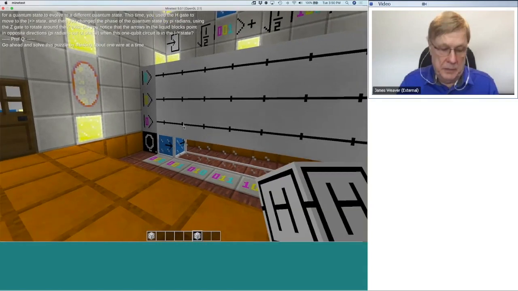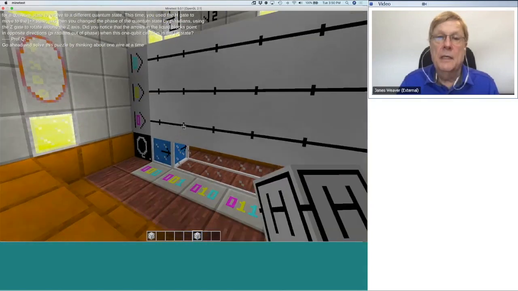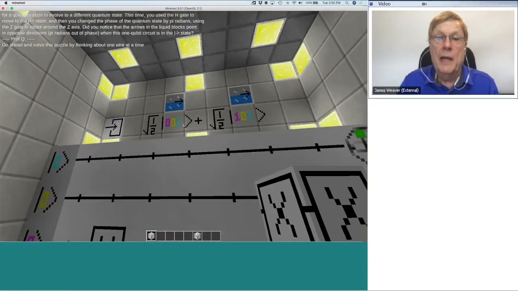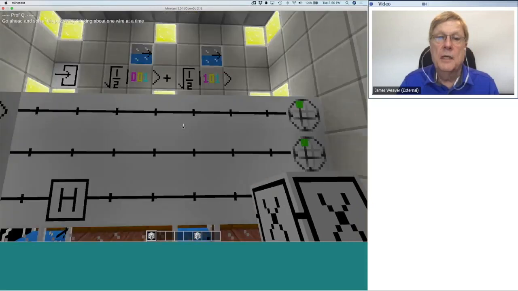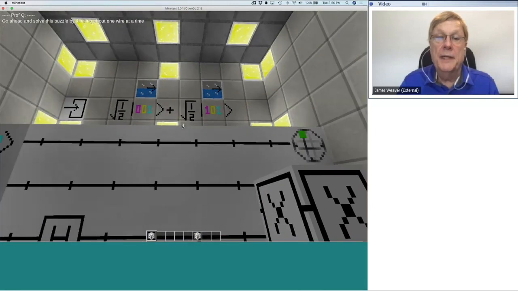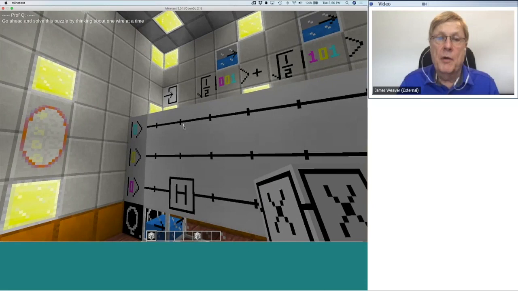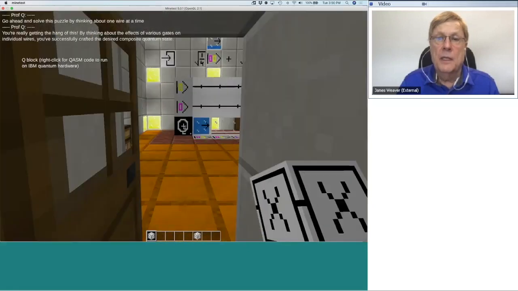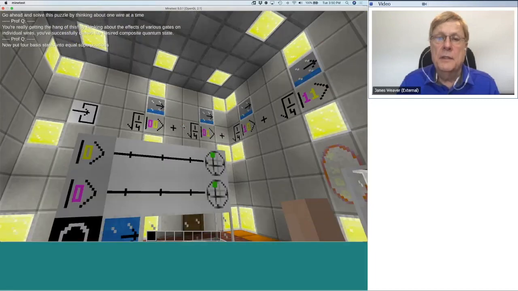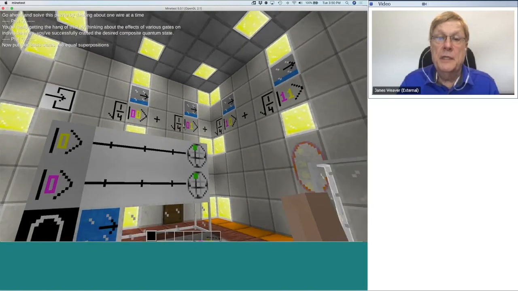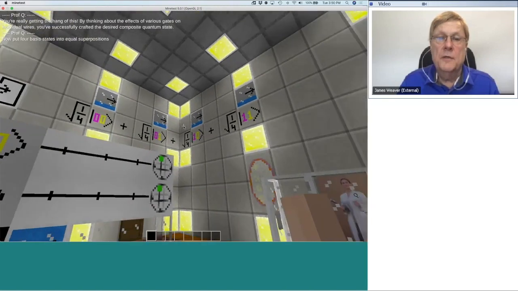Close enough here. And if we want, let's see, the second wire, the yellow wire, is always going to be 0. It's already 0, so we don't have to change it. The cyan wire, we want it to always be a 1, and so we're going to throw an X block at it. And so now we can get through here. And then here, we want an equal superposition, an equal likelihood of all the states measuring.